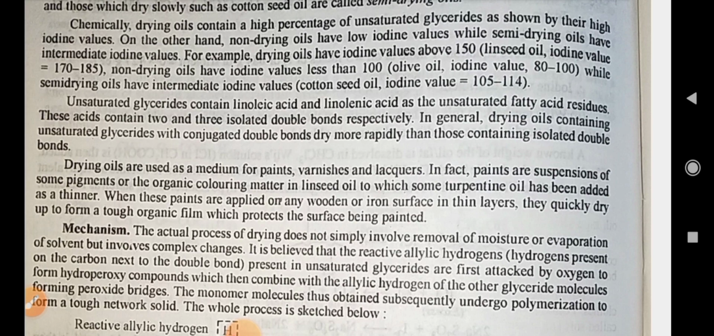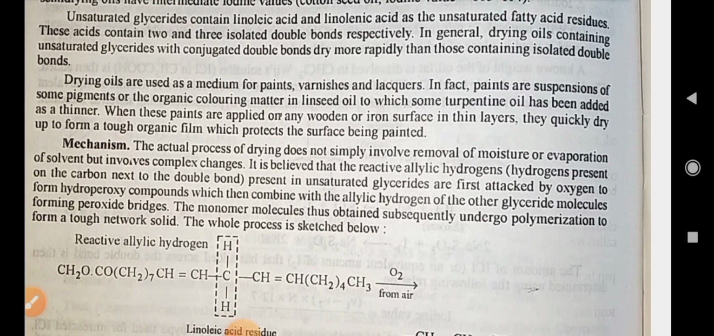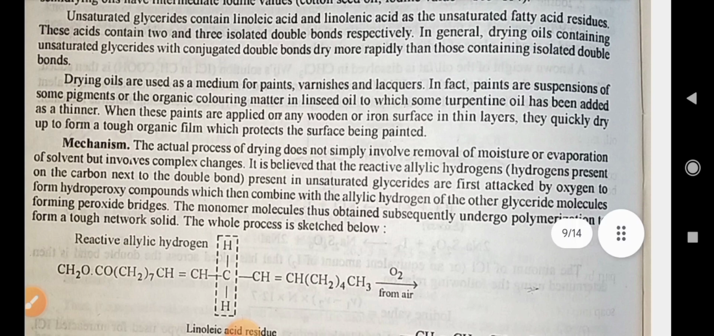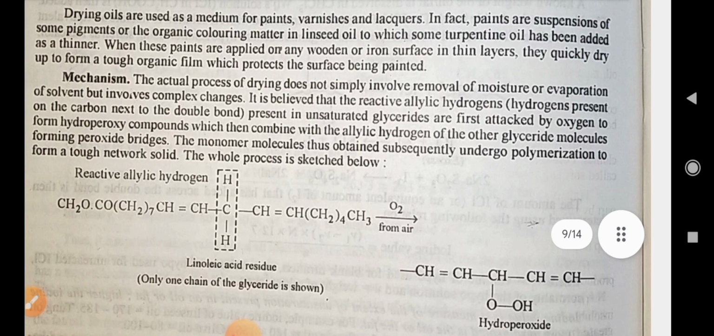Unsaturated glycerides contain linoleic and linolenic acid residues. These acids contain 2 and 3 isolated double bonds respectively. In general, drying oils containing unsaturated glycerides with conjugated double bonds dry more rapidly than those containing isolated double bonds. Drying oils are used as the medium for paints, varnishes, and lacquers.